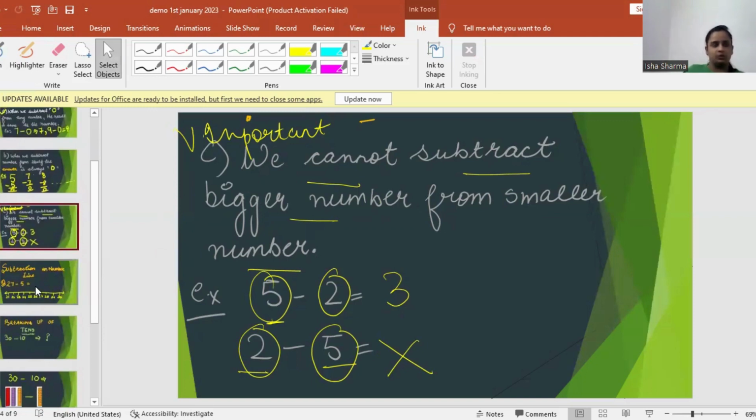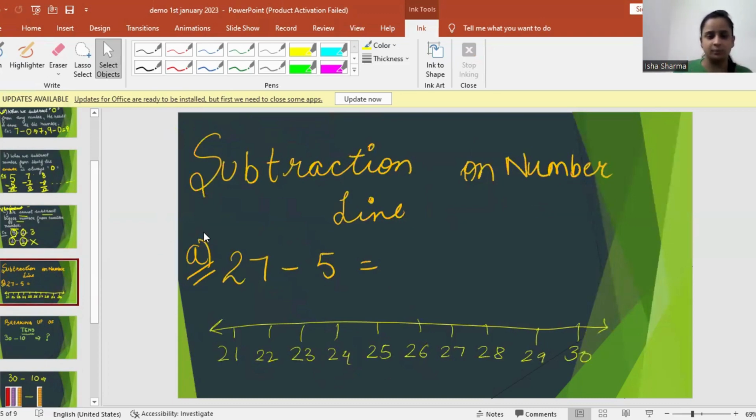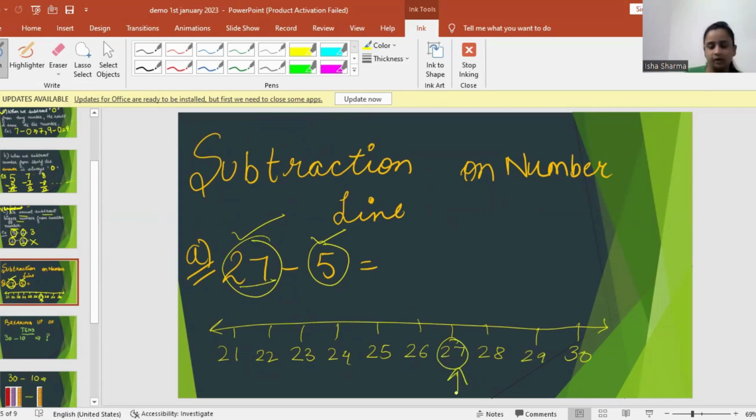And one thing more. There are a number of ways to do subtraction, right? The next is subtraction on a number line. This is one of the methods to do subtraction. See, this is 27 and 5. Here also we can easily subtract the smaller number from the bigger number. Let's say 27 on the number line. Where is it? 27 here. If you're standing on 27 and going back by 5, you're doing reverse counting, right?